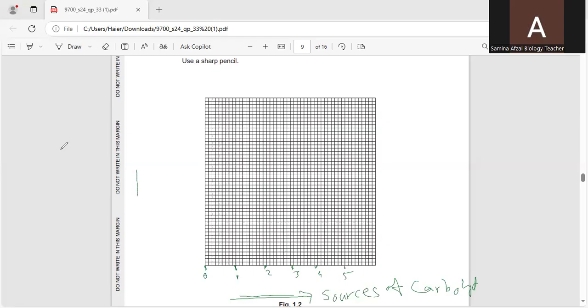So on the y-axis you are going to take the concentration of ethanol. That is, first of all, again it will be 1, it will be 2, sorry, it will be 3, 4.